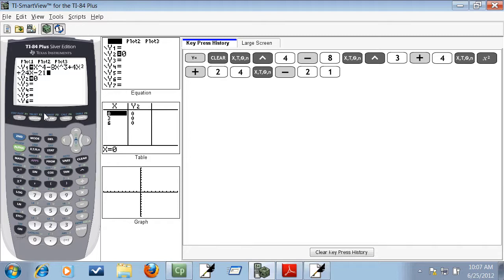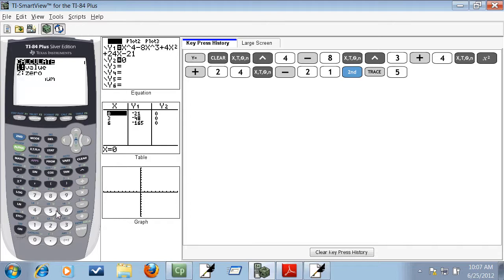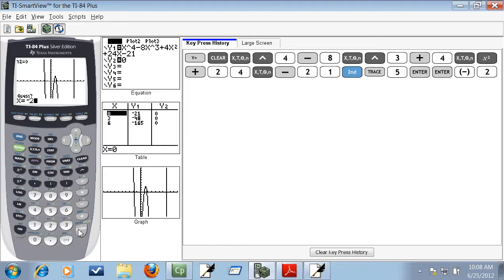This process again does not work. Do second, trace, choose intersect. Looks like -2. Let me do enter on first curve, enter on second curve, and put in -2. Pretty good bet that doesn't switch to a fraction.